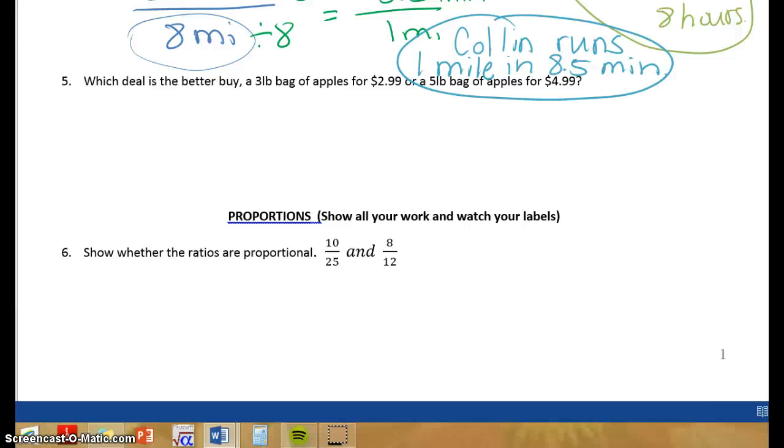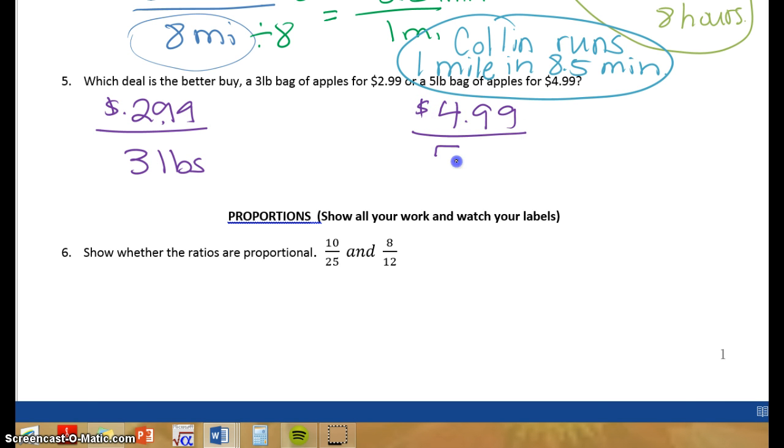So what we do here is we're going to set up 2 separate rates, and we're going to do our little division. So we're going to put $2.99 over here per 3 pounds and $4.99 for 5 pounds. And we're going to divide that out. And when we divide these out, for $2.99 for 3 pounds, it's roughly 0.9 per pound. So almost $1 per pound.